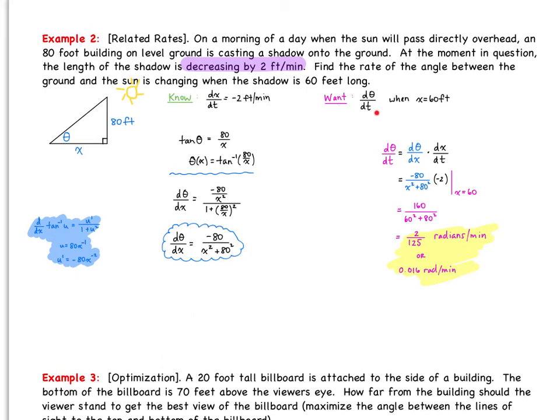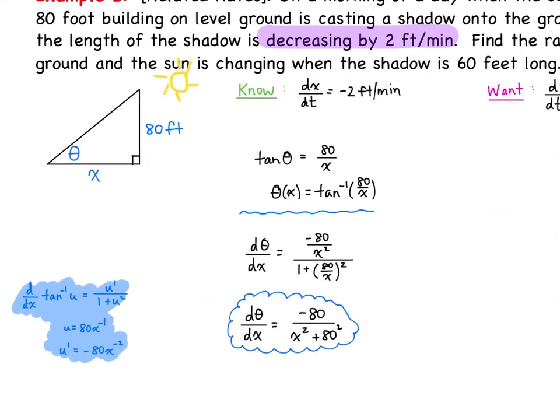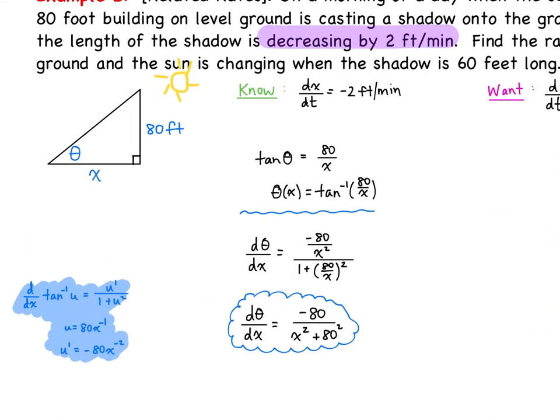What do we want? We want the rate at which the angle changes, so that's d theta/dt. And we want that when the shadow is 60 feet long. We don't use that information until the very end. Going back to what we know, since we have our triangle, we can set up tangent of theta equals 80 over x, but we want our equation in terms of theta because in the end we want d theta/dt. So theta in terms of x is equal to the arctangent of 80 over x.